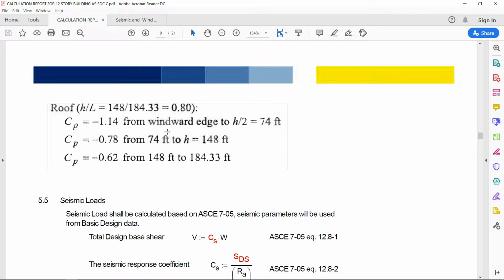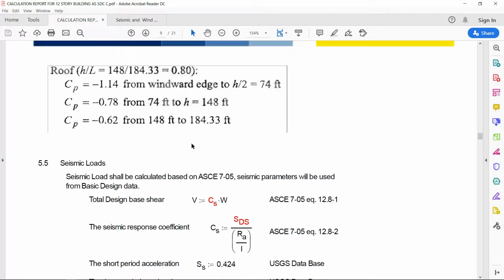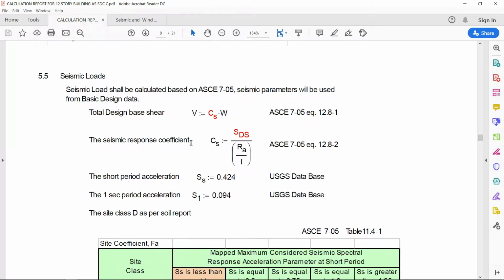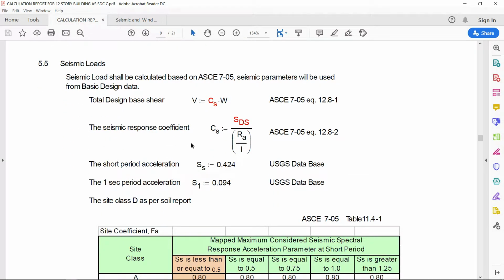For the roof load, I took these values, and the most conservative value, and applied the roof pressure on the building. Because this is a concrete structure, this roof pressure is not going to play a significant role, but for the sake of completeness, I did it. Then I started calculating the seismic load.